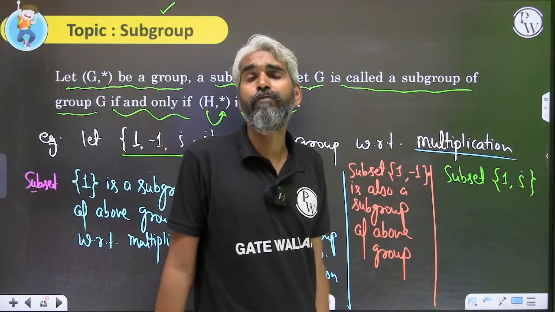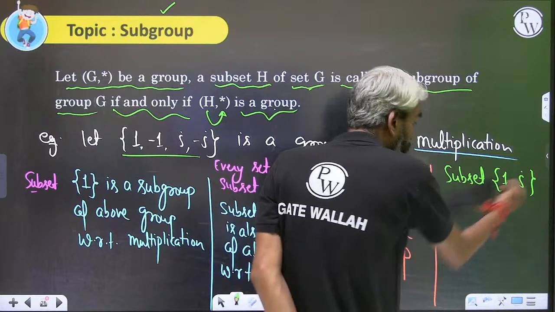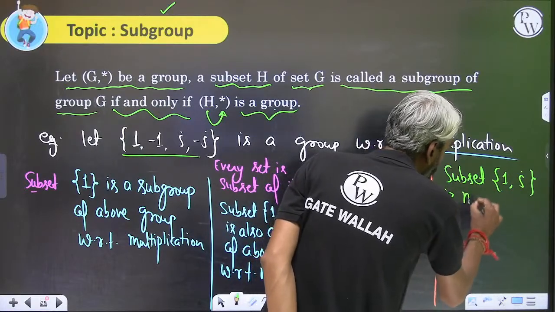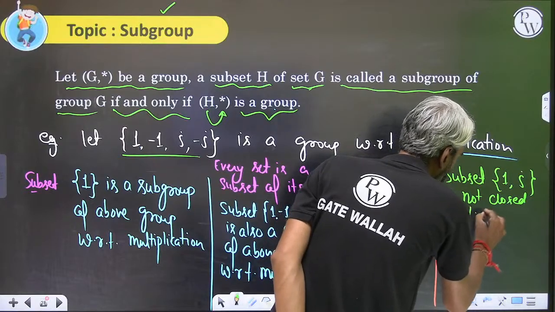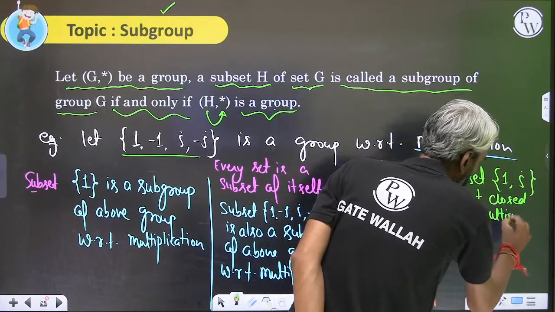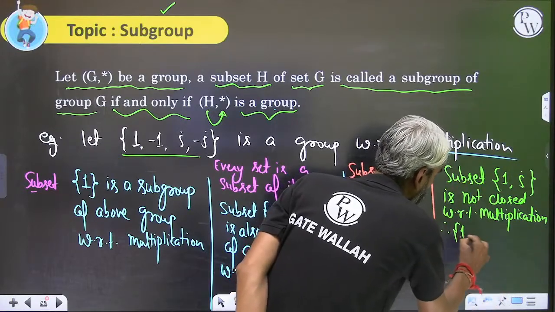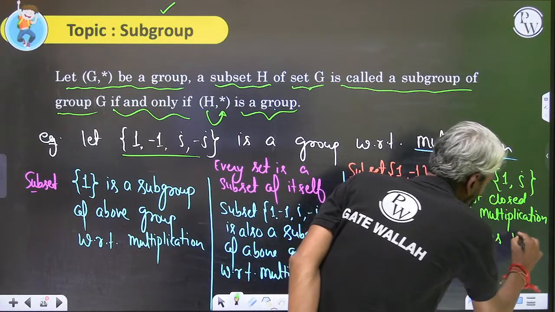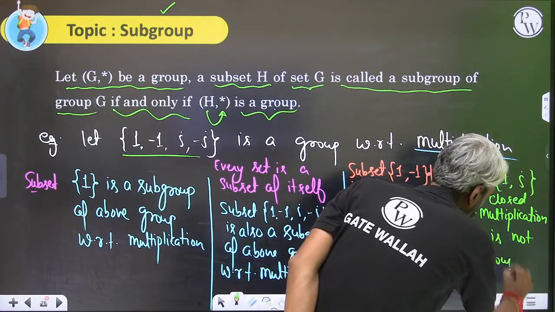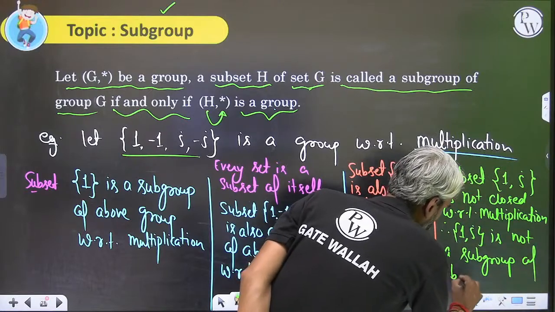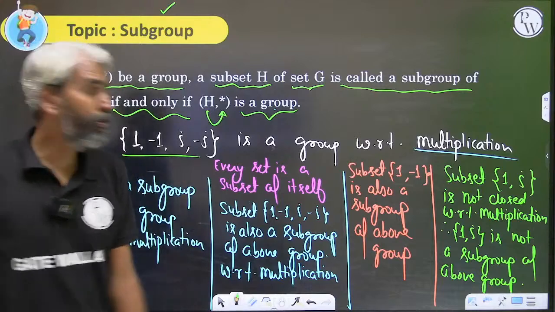Iota into iota will be iota square, which is -1, which is not present in the set. Therefore, it is not closed. Subset {1, iota} is not closed with respect to multiplication. Therefore, {1, iota} is not a subgroup of the above group.